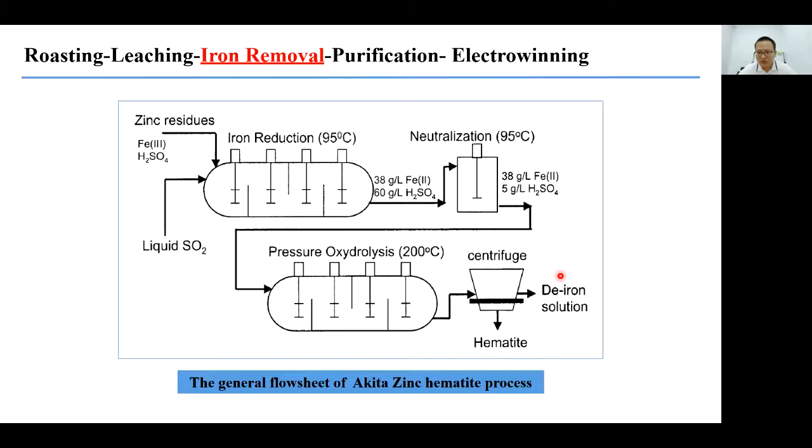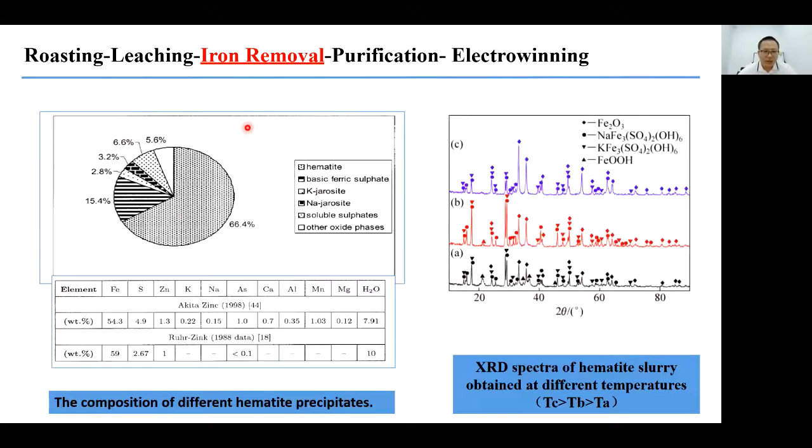The iron-free solution can be used for the purification and electrowinning. And here we are going to the purification. And in hematite, theoretically the iron content is 70%, but in industry it's around 54% to 60%. So this is quite high, and it can fit the standards of iron oxide concentrate, iron ore.